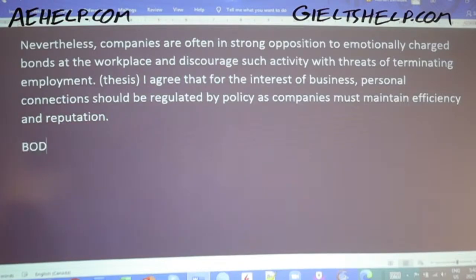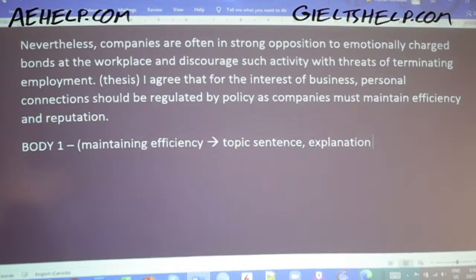So now we get into body one. Body one will talk about maintaining efficiency. And body one, of course, has to have the topic sentence, the explanation, the example, and a connecting sentence. And basically in the IELTS, it's okay to have one sentence for each.